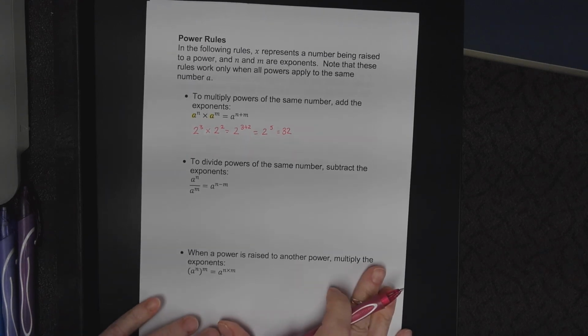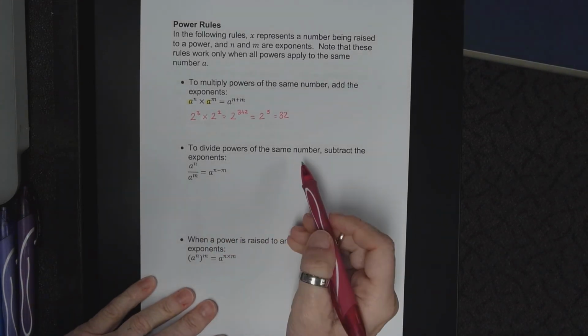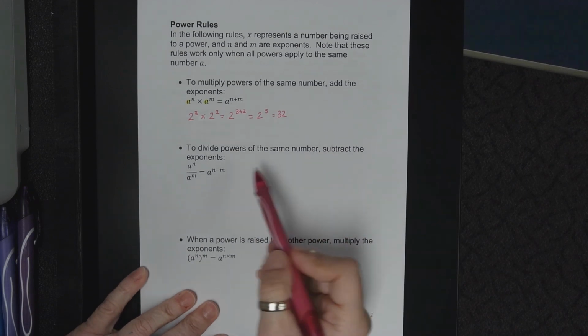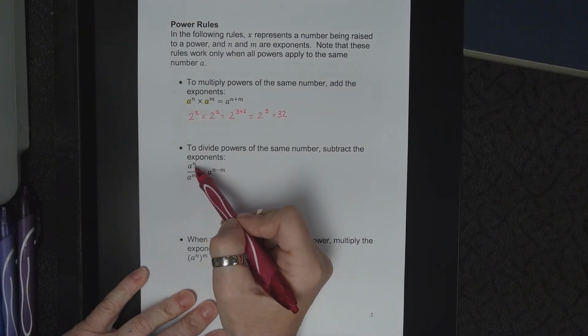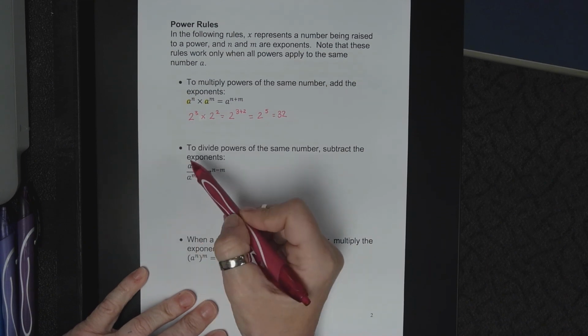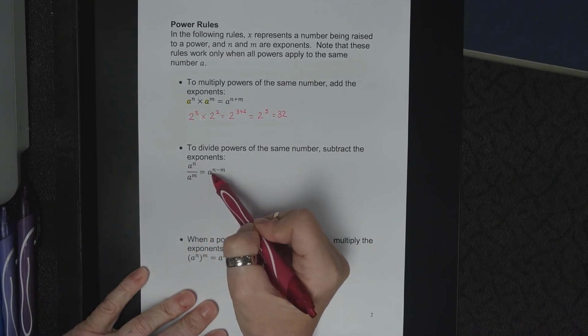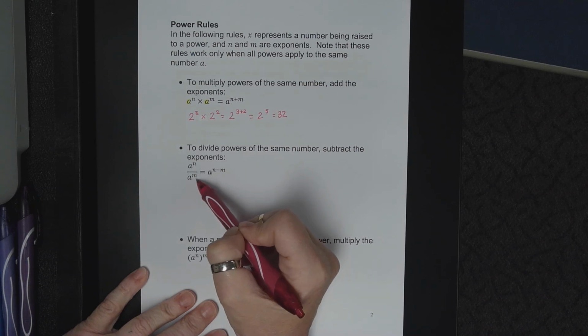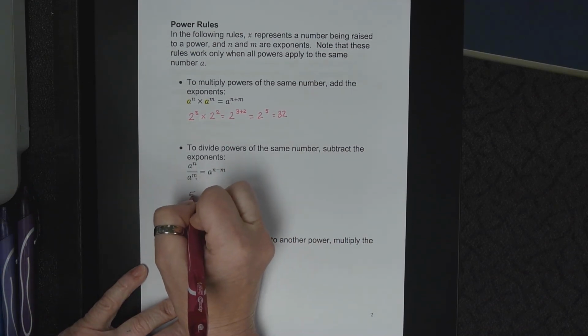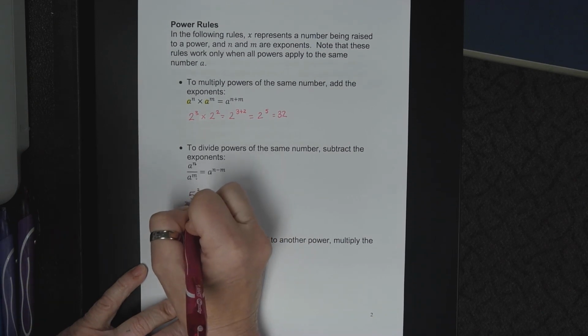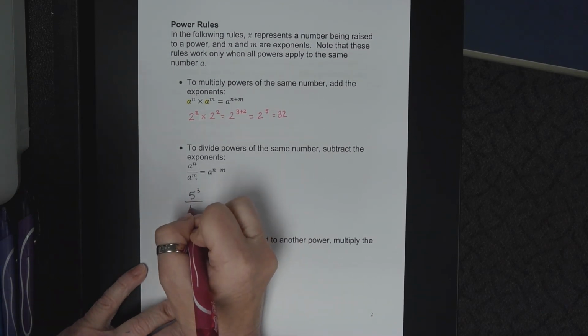Okay, now we're going to divide powers of the same number. That means that you subtract the exponents. So here we have a to the n divided by a to the m. We could just write a one time, and we always subtract the bottom from the top. Okay? So let's make our problem be 5 cubed divided by 5 squared.